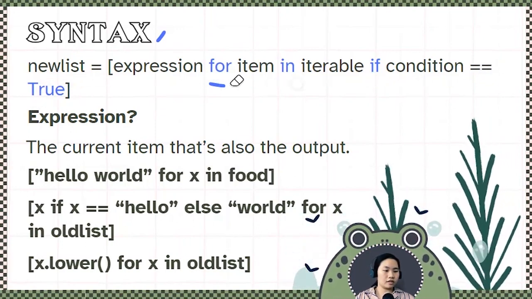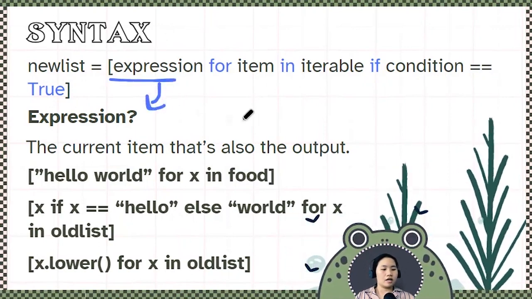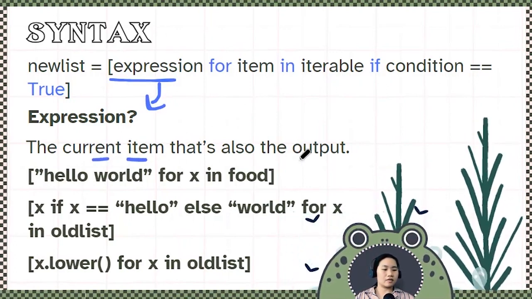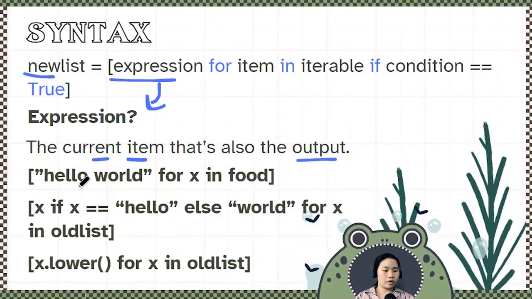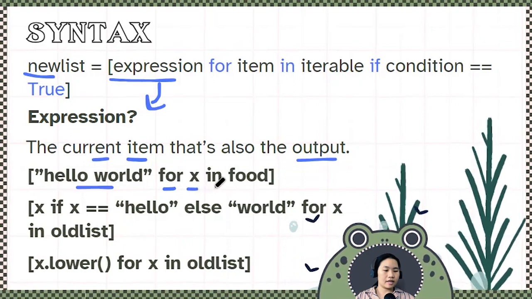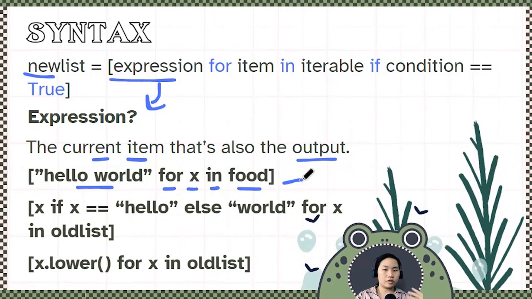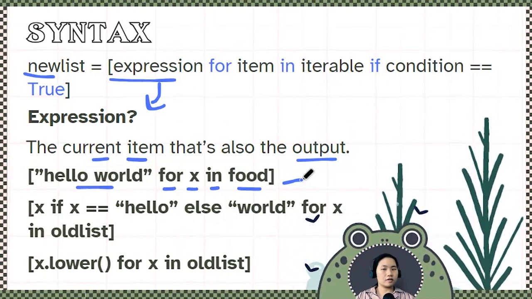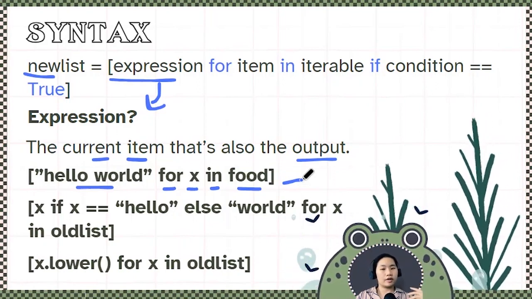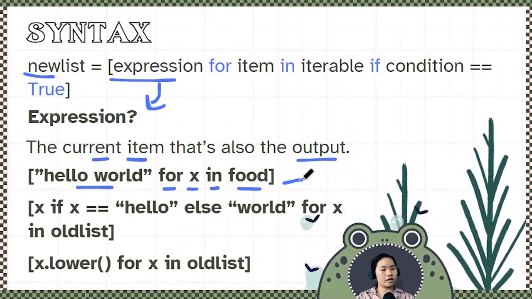Now, what does expression over here mean? Expression refers to the current item that is involved in the output or the new list. For example, hello world for X in food. Now, food is an existing list, okay? So you don't need to pay much attention to it. I don't have it on the PowerPoint, but simply imagine a list with some elements such as dumplings or vegetables or soup and whatnot.